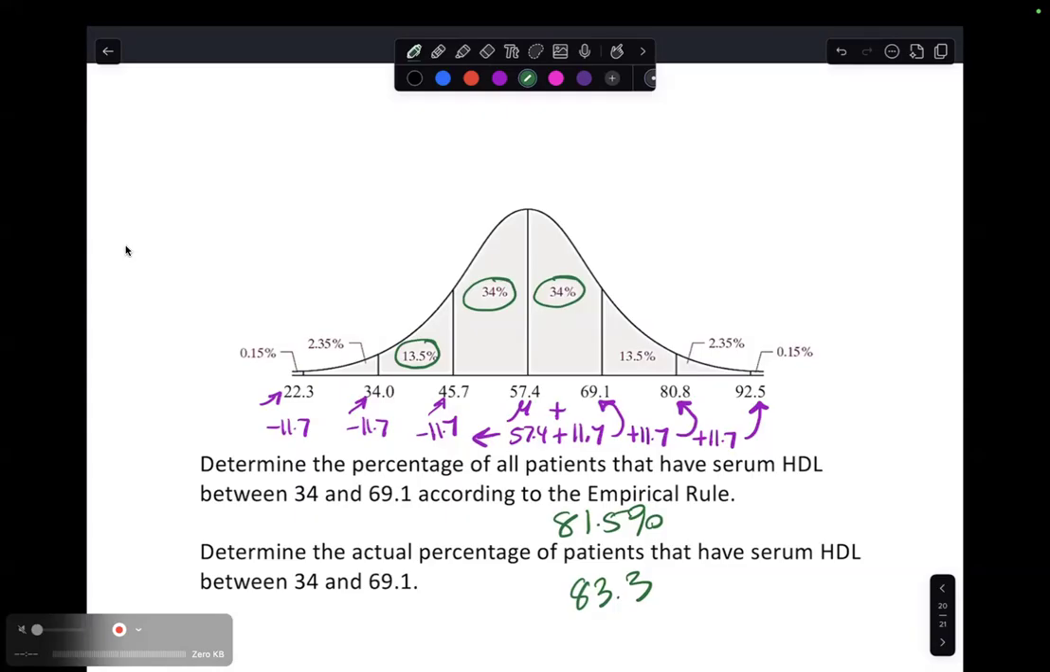Yes. So on the graph, is it always 34% in the middle and 13.5% on the sides, and then 2.35 and 0.15? Is it always that way? Yes, that was a great question. Nobody has ever asked me that question before, but that is a fantastic question. Yeah, the diagram stays exactly the same.